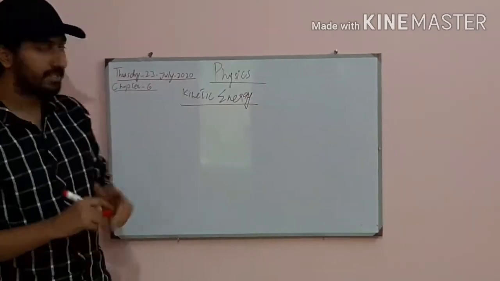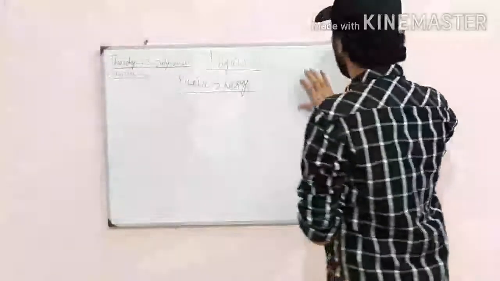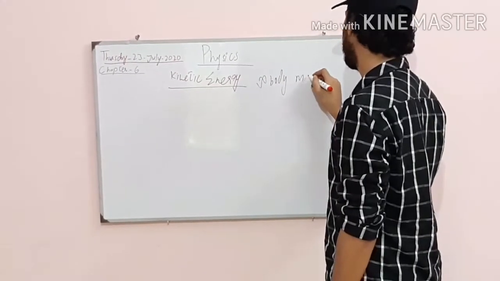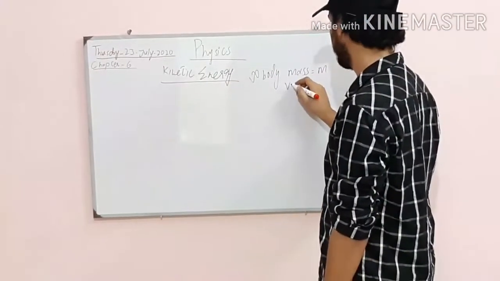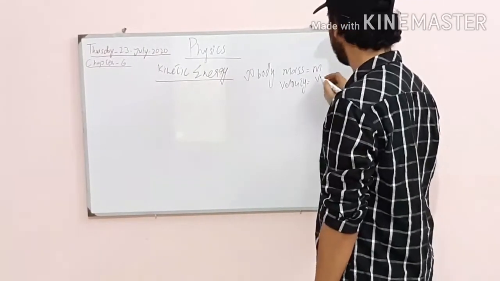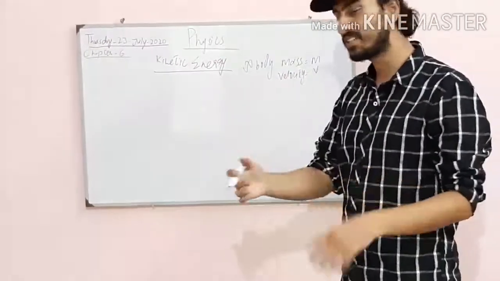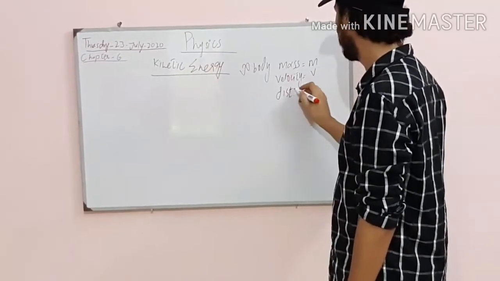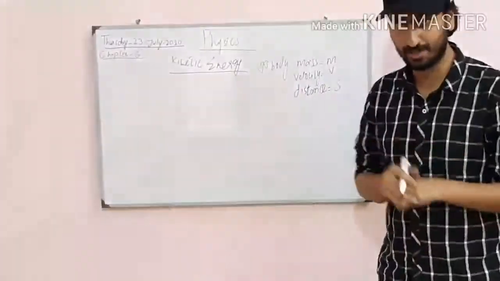Now, listen carefully. We have an example: a body whose mass is m. It is moving with a velocity v, and in moving so it covers a distance s, and after some time the body stops.